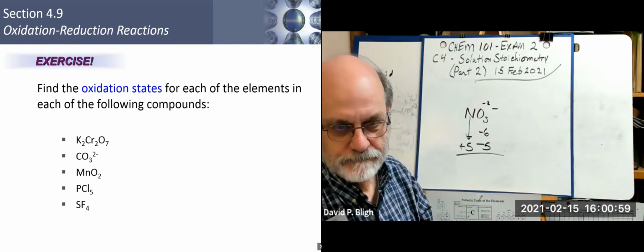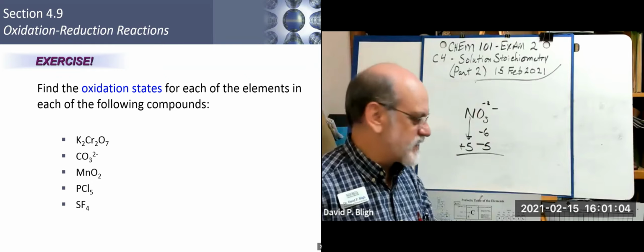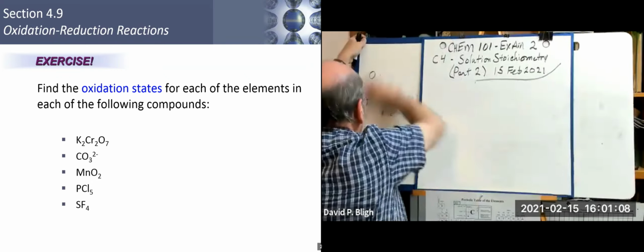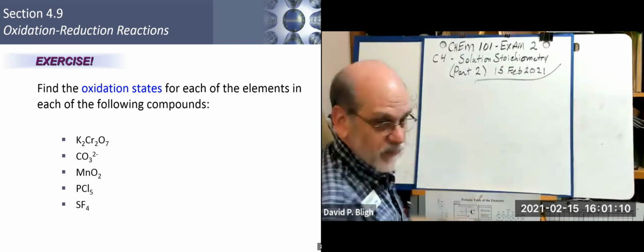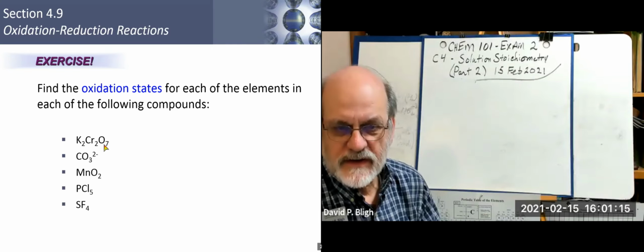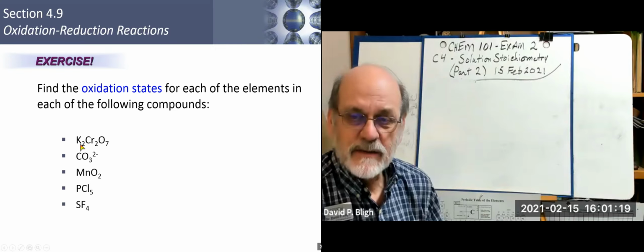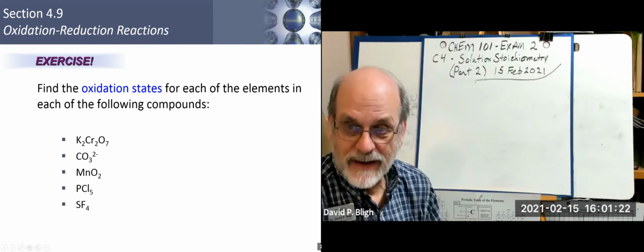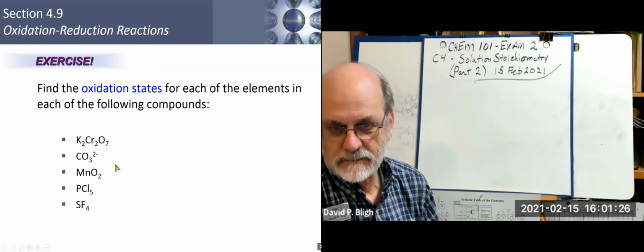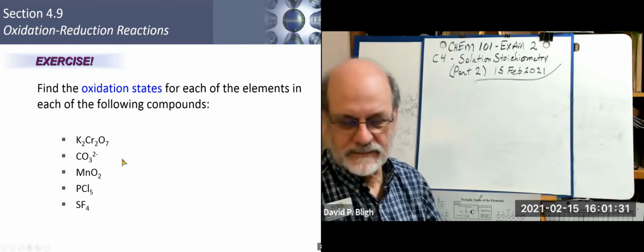All right. So how do we do oxidation? Here's some practice doing oxidation states. What's the oxidation state of each one of these elements? Okay. Potassium. Potassium is an alkali metal. It's always +1. Oops, sorry. About to give the story away.